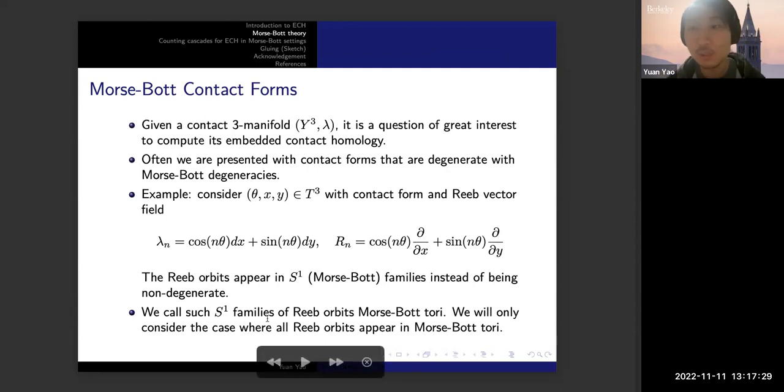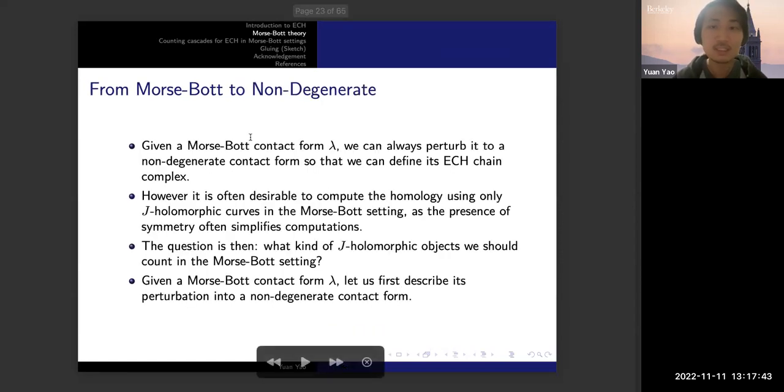And for us, we'll only consider the case where all Reeb orbits appear in Morse-Bott tori. In 3 dimensions, the Morse-Bott families can't be too interesting, and this is one of the main cases. Okay, so suppose I have given you a Morse-Bott contact form. How can I define ECH anyway? You can always perturb it to be a non-degenerate contact form. So we can define this ECH chain complex because non-degeneracy is a generic condition.